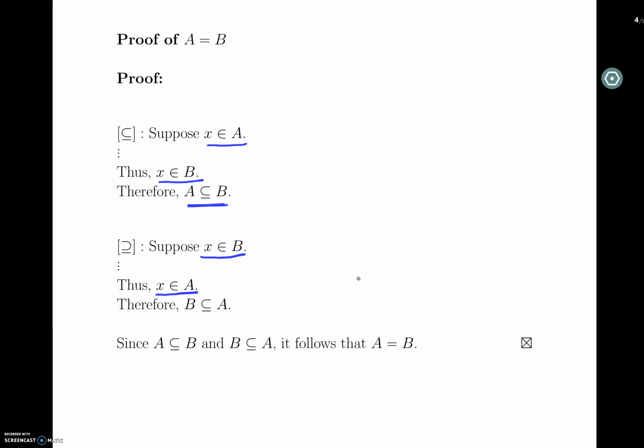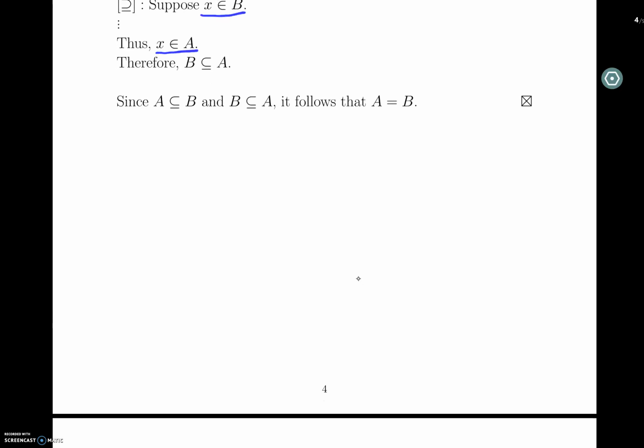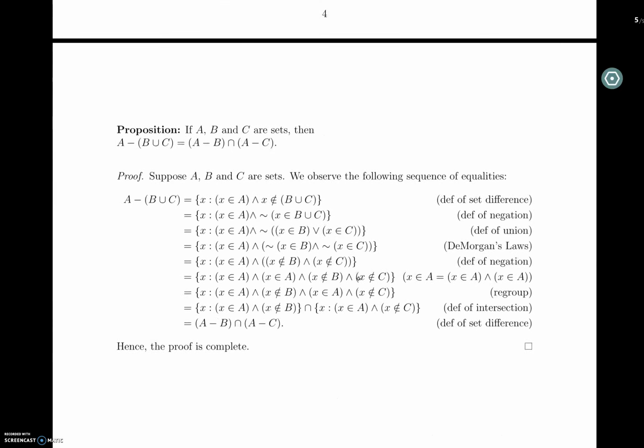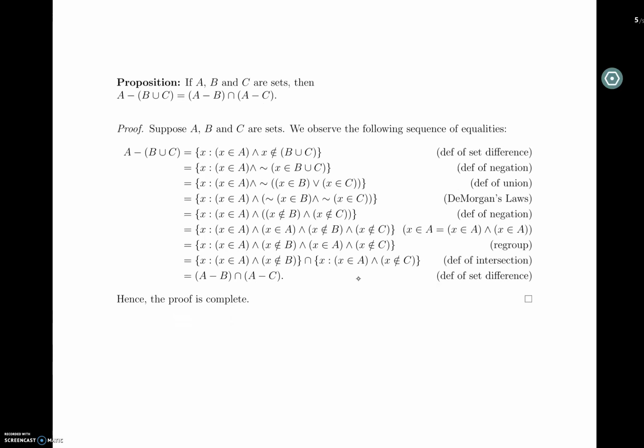Now, there is a caveat. Sometimes we can string together a nice chain of equalities and definitions. So let's look at one example of that. So here, if we have A, B, and C are sets, then A minus (B union C) is equal to (A minus B) intersected with (A minus C). So we need to remember what's the definition of set difference in this case. And you can start with either side of the equation and work your way to the other side. Here, I've started with the left.